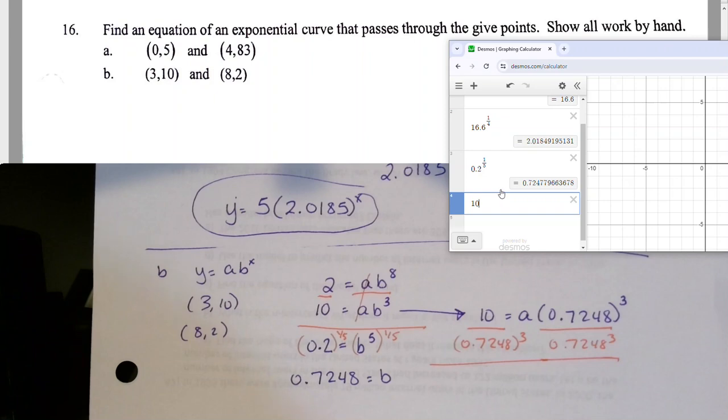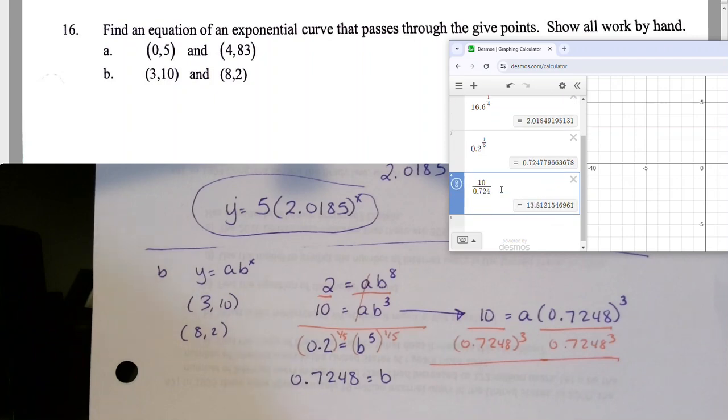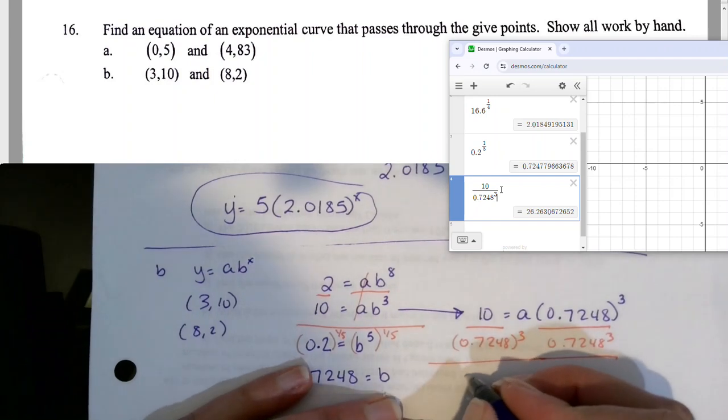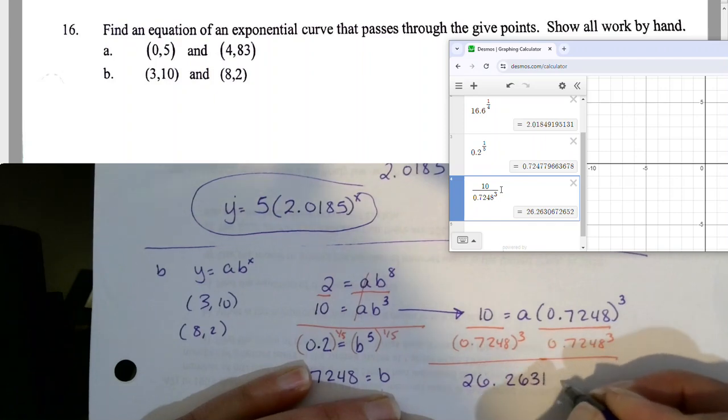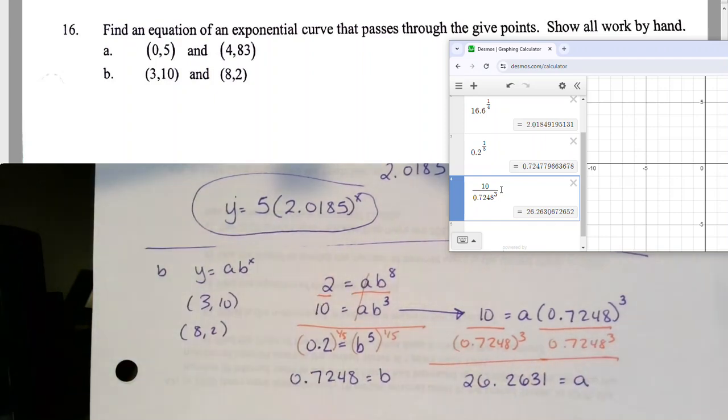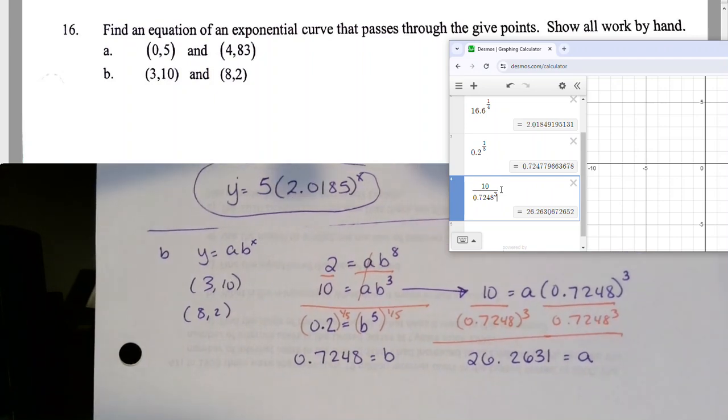So put those two pieces together. I have my a value and my b value. This equation is y equals 26.2631 times 0.7248 to the x. And if you kept 3 places instead of 4, that's just fine. I kept 4 just because I did the last one. I was trying to be consistent with how many places I was keeping.